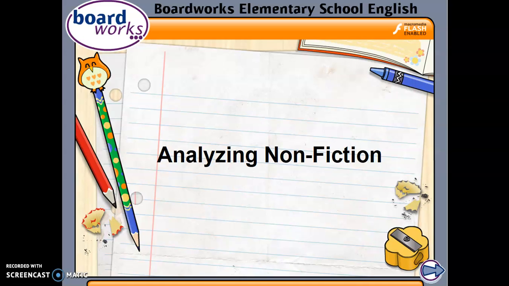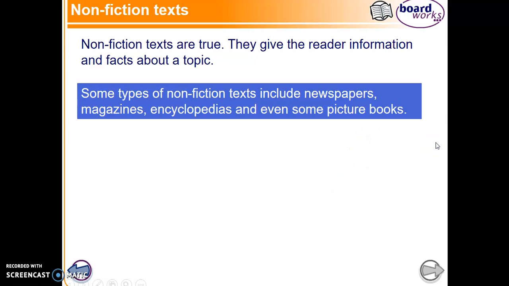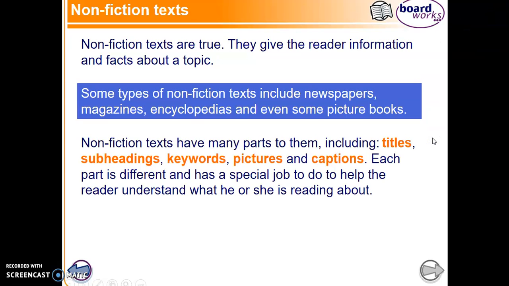I'm going to go over a little more of what we're going to be doing shortly. A little background. Nonfiction texts are true. They give the reader information and facts about a topic. Some types of nonfiction texts include newspapers, magazines, encyclopedias, and even some picture books. Nonfiction texts have many parts to them, including titles, subheadings, keywords, pictures, and captions.